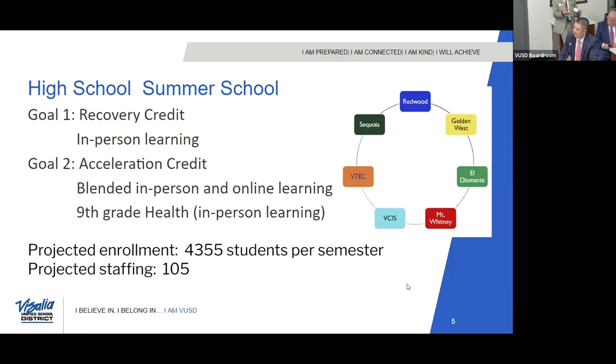And ninth grade students that are taking health is all in person. We're projecting an enrollment of a little over 4,000 students per semester and projecting about 105 staff members to staff that.